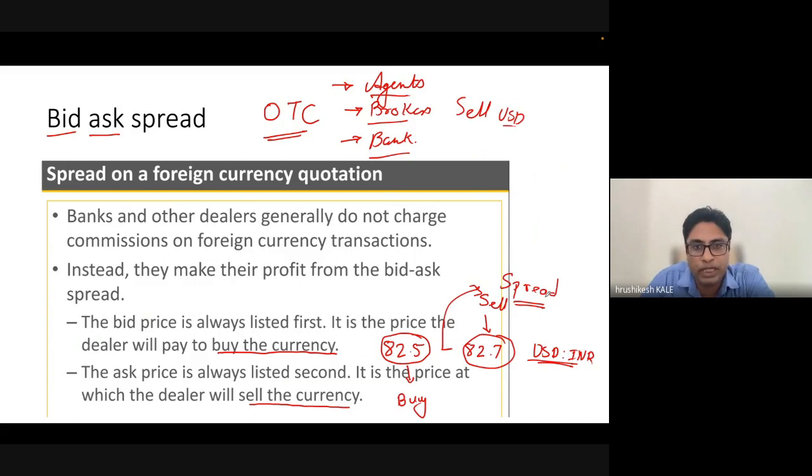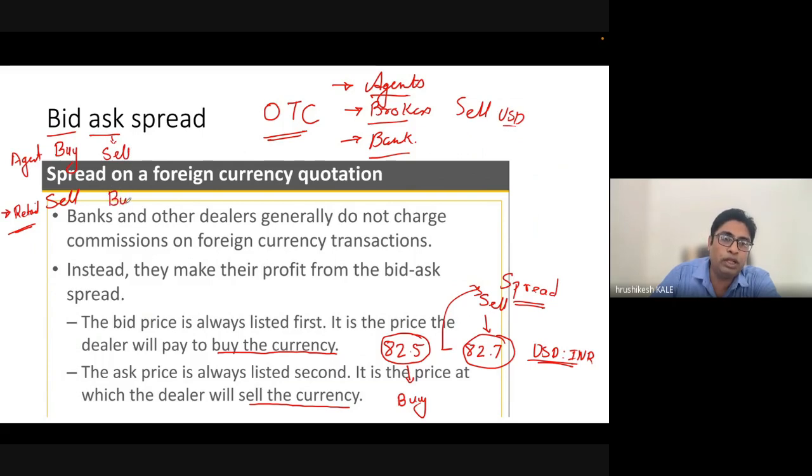Or bid ask spread. I'm repeating again, bid is the rate at which the dealer will buy from you, so at which you will sell. So this is the agent or dealer, and this is, let's say, retail. Ask is the rate at which the agent will sell and at which you will buy. The difference in bid and ask is the commission of your agent, broker, and bank. That commission is called spread.